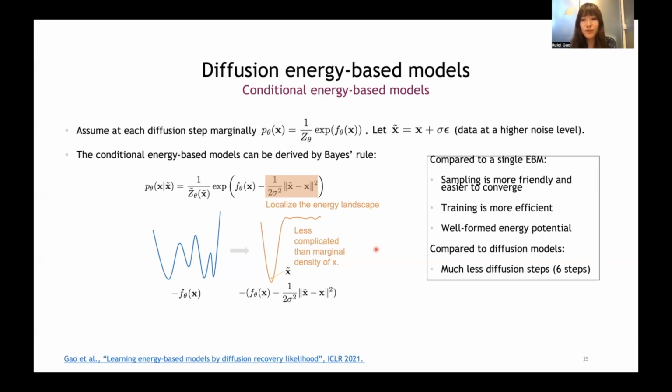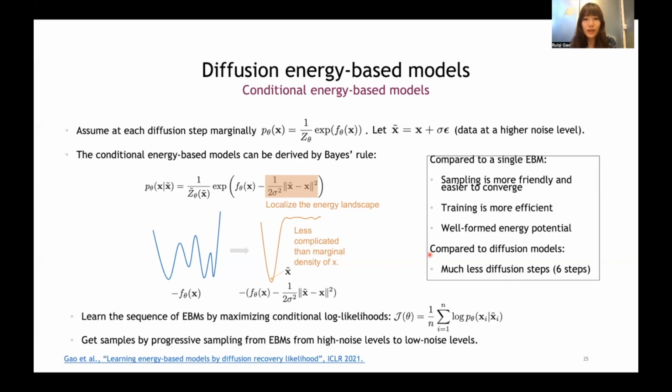And compared to diffusion models, using this energy-based model to parameterize the denoising distribution enables us to define much fewer diffusion steps, up to 6 steps. And more specifically, to learn those models, we simply maximize the conditional log likelihoods at each time step. And then after training, we just get samples by progressive sampling from the energy-based models from high noise levels to low noise levels.